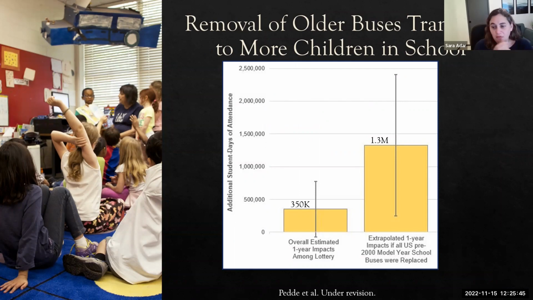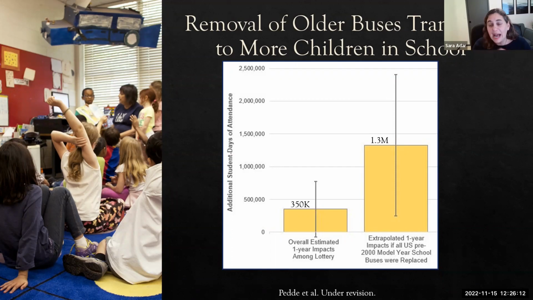So on the left, what we have is an estimate that there were an additional 350,000 days of attendance that happened due to this program as a whole. And that's on an annual scale. So that's just for 1 year, right? So the EPA's money bought us effectively 350,000 more kids in attendance at school during a year. So that's a pretty big impact.